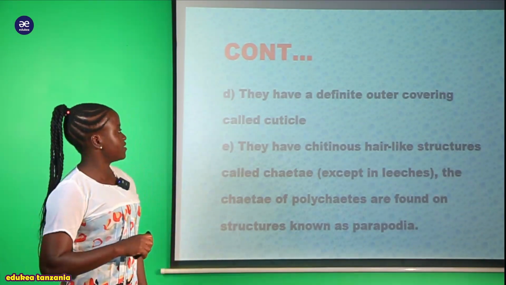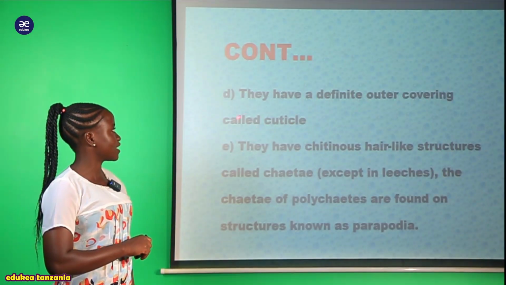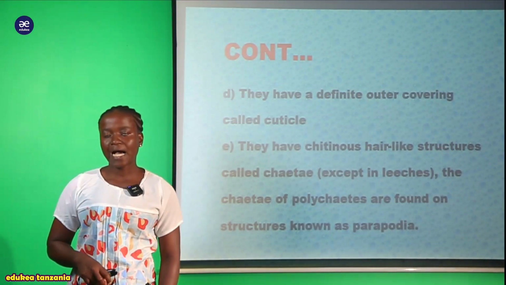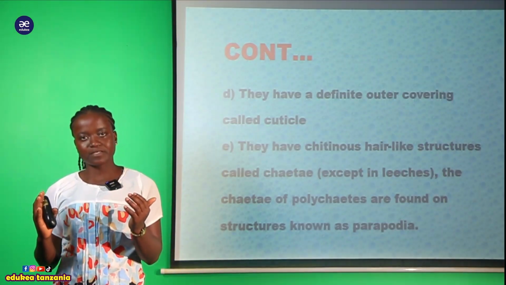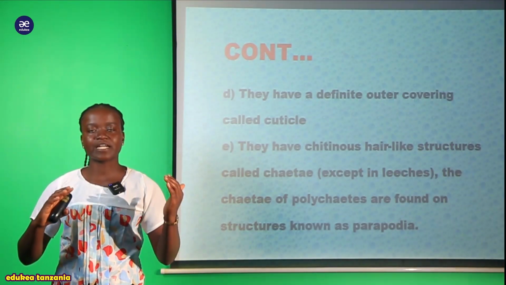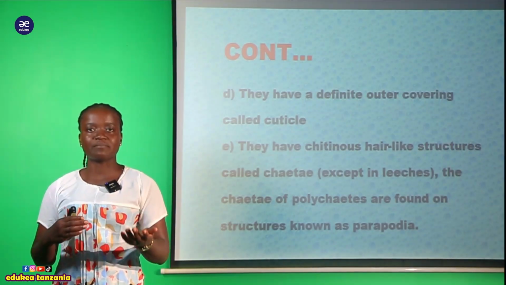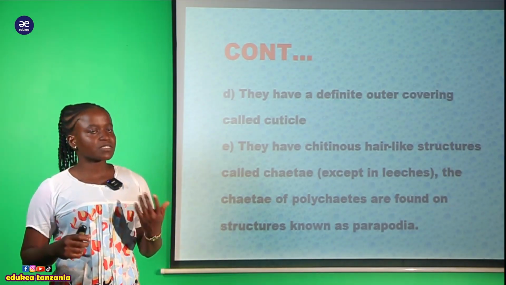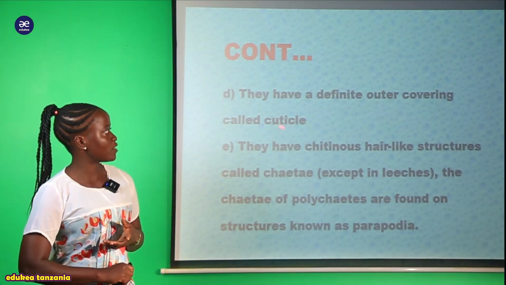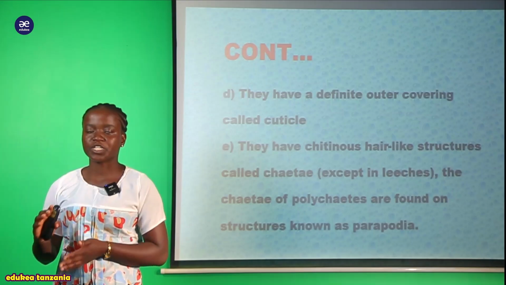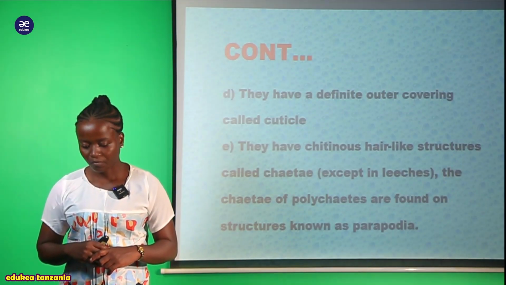Another characteristic here, we can say that they have a definite outer covering called the cuticle. These also have a cuticle. This cuticle helps them to protect themselves from any kind of damage due to the different kinds of habitat they live in. So these organisms possess that cuticle, and this outer cuticle helps them for protection. It provides protection for their body.